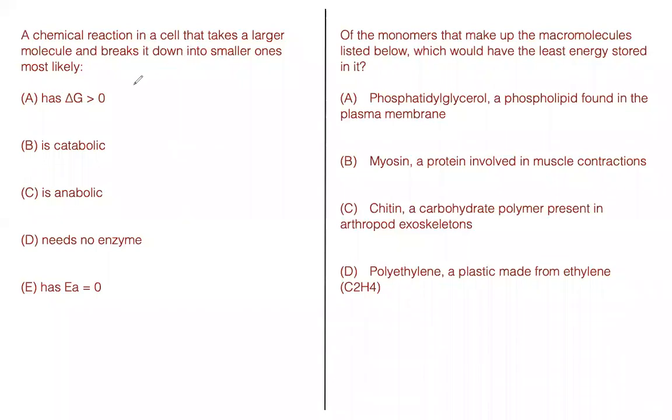All right, cool. So let's go ahead and do this first one. The question's asking us, this is a chemical reaction, and let's say it takes a molecule and it breaks it down into smaller ones, right? So we know it takes a molecule and breaks it into smaller ones. What does that tell us about the identity of the reaction?